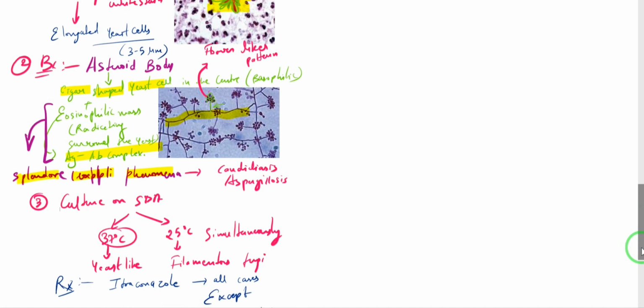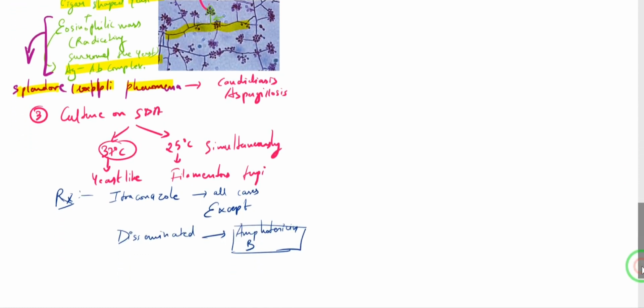So we are going to do one more. We could do one more thing. We could do culture of this fungi, because it is a thermally dimorphic fungi. We will culture it on SDA at 2 different temperatures simultaneously, that is at 37 degrees Celsius and 25 degrees Celsius, and we are going to see different types of morphology at their respective temperature. And for the treatment, we are going to give itraconazole in all cases except the disseminated one, for which we are going to give amphotericin B.